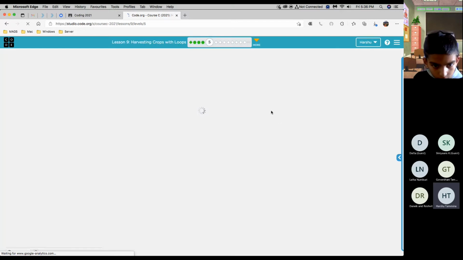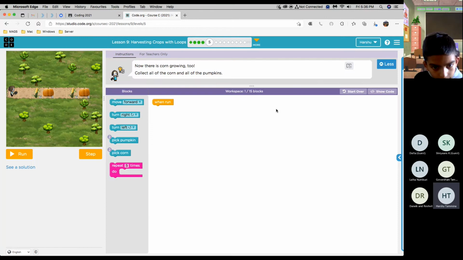So, Rehan, you want to do this one? Now there is corn growing too. Collect all of the corn and all of the pumpkins. Sure. So first you move forward two times with a repeat.